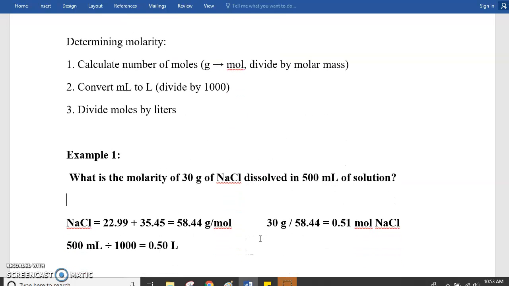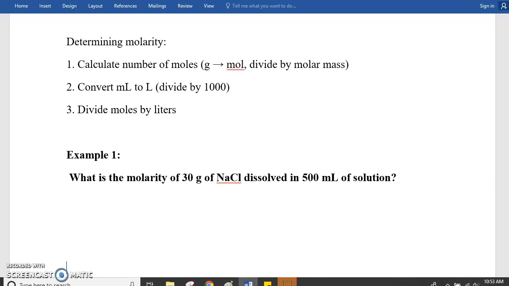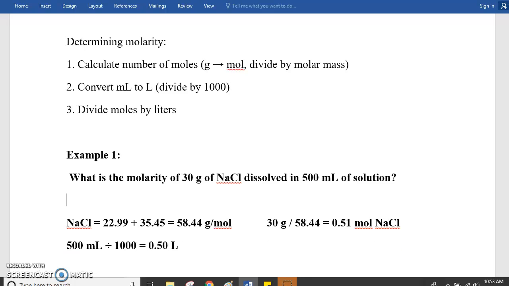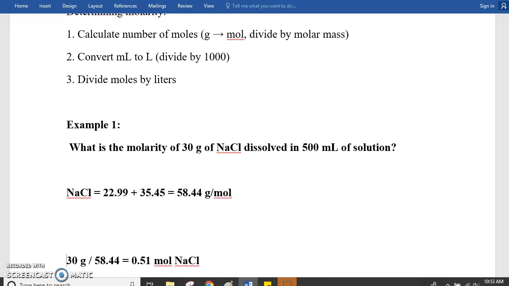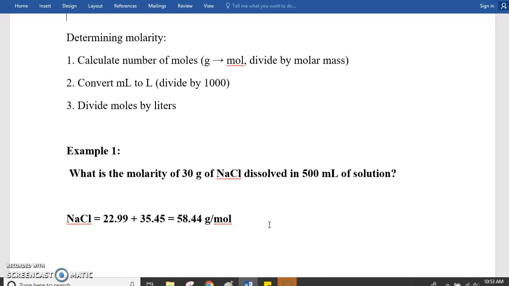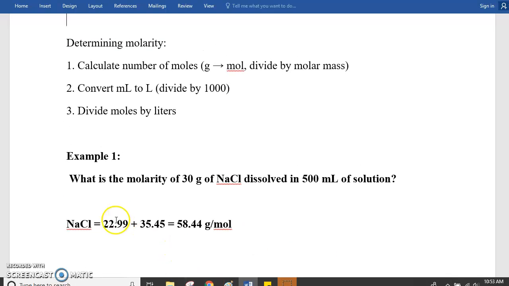If I have 30 grams of sodium chloride, table salt, dissolved in 500 mils of solution, what is the molarity going to be? Well, I have a compound, I need to know its molar mass. So step 1 would be finding the molar mass of NaCl. On the periodic table, sodium is 22.99 and chlorine is 35.45, and so together the molar mass of sodium chloride is 58.44.